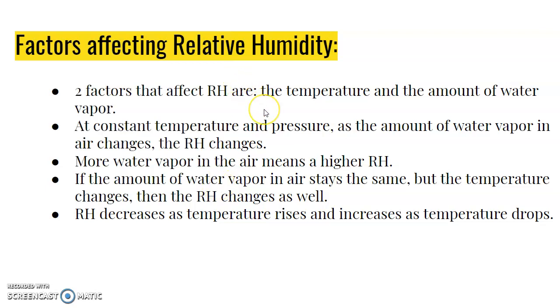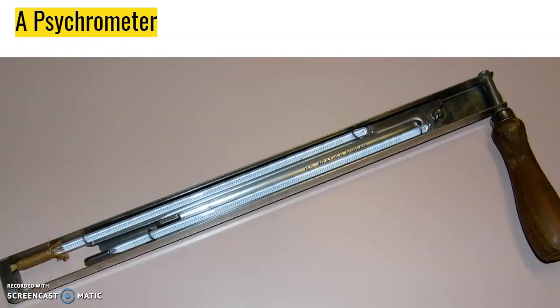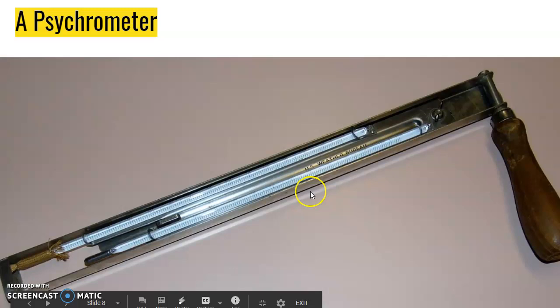So as we know, the amount of water vapor and temperature are the two key factors that literally affect how relative humidity works and how we measure and calculate it. And when we talk about measuring RH, we actually use an instrument. If you look here, this is the instrument that we use. It's called a psychrometer.